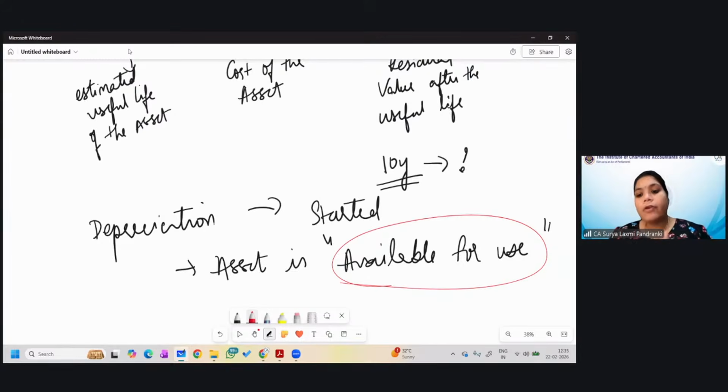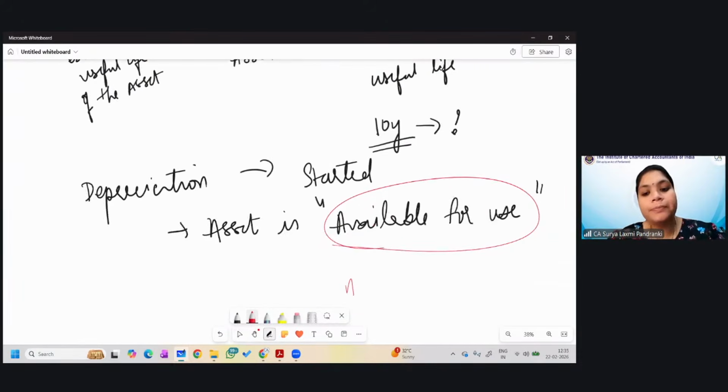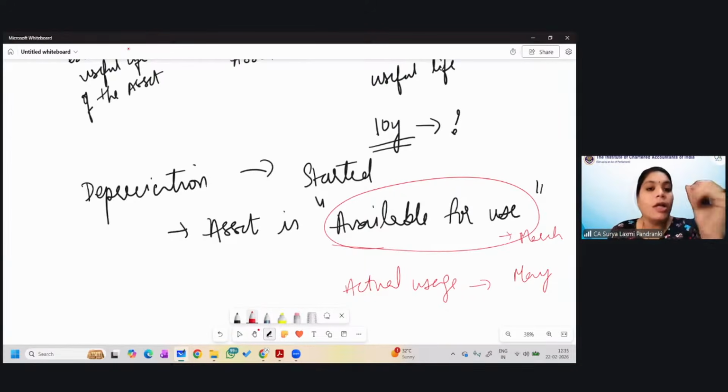You wanted to use it, it was ready by the end of March, but you didn't want to use it. You want to use it after 1 or 2 months, right? So actual usage is when? Actual usage is from May, let us assume, okay? But it is available for usage from March. So when will you start providing depreciation? From March itself. You will not consider when did you actually use that machinery or asset. When it is available for use, you can start providing depreciation on it.